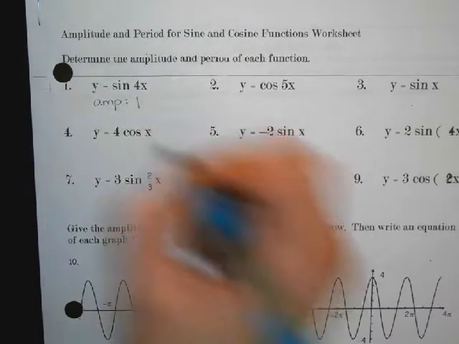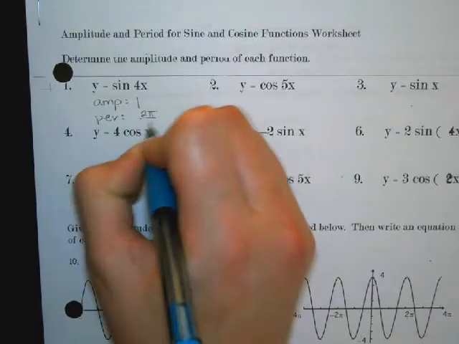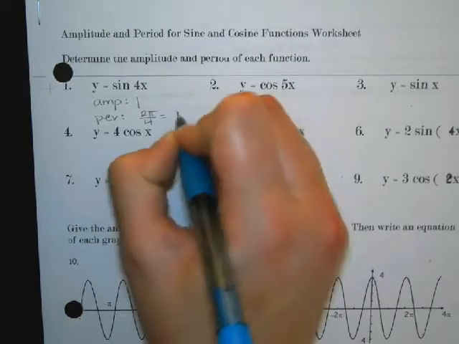You checking the first one? Yeah, I want to see what you got with the first one. That determines if I did it right. So the period is 2 pi divided by the number in front of x, and so that'd be pi over 2.